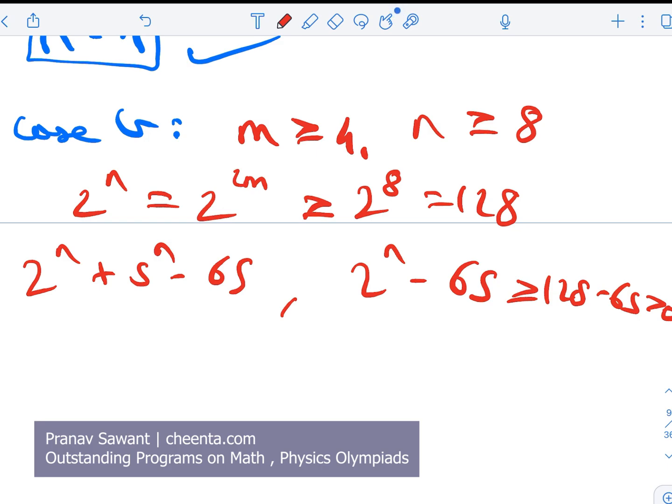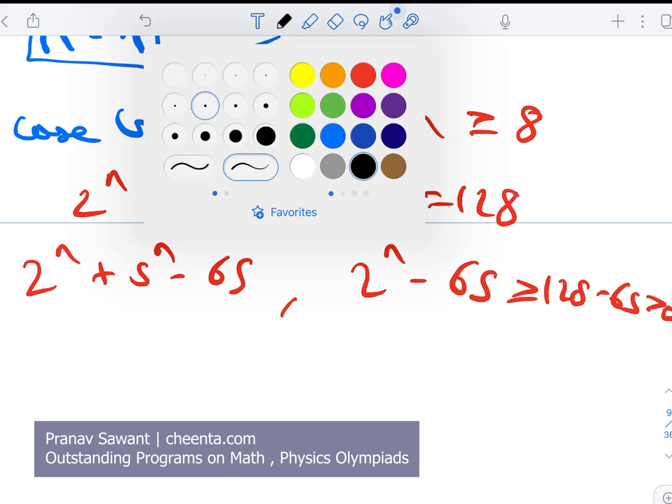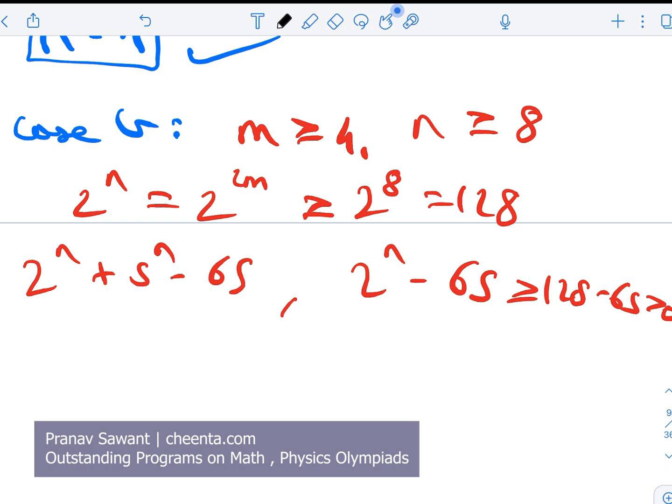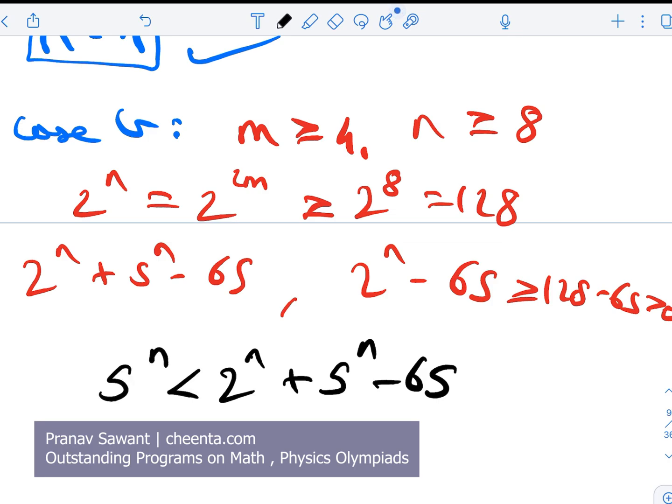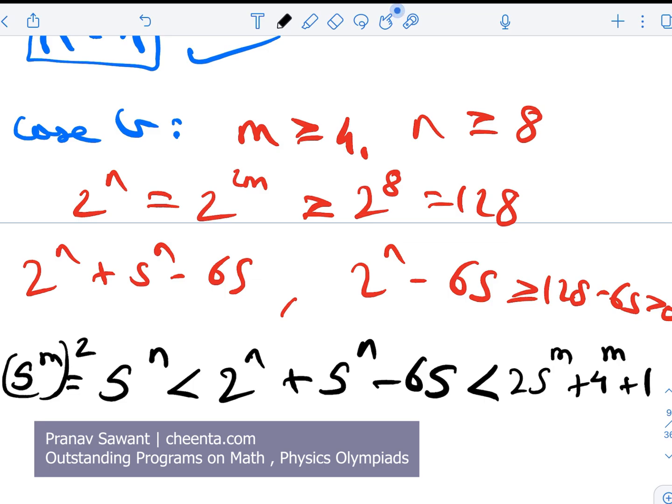So can I establish some sort of an inequality over here? And you'll actually see why I'm trying to do that. So I can write this term that we intend to find out if it's a perfect square or not. This will be greater than 5 raised to power n, obviously, and 5 raised to power n will be greater than 0, as all exponential functions are greater than 0. And this 5 raised to power n is nothing but 5 raised to power m whole squared, right, as n was 2m. So I can get this inequality on this side, and on the other side I can write this as this quantity is less than 25 raised to power m plus 4 raised to power m plus 1, right?